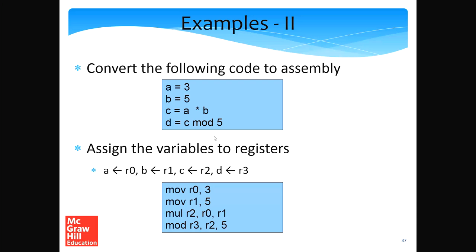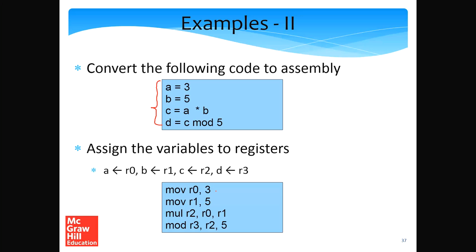So let's now take a look at one more example. A equals 3, B equals 5, multiply A and B and compute C mod 5. So again the first stage is to assign the variables to registers. R0 is mapped to A, R1 is mapped to B, R2 to C and R3 to D.